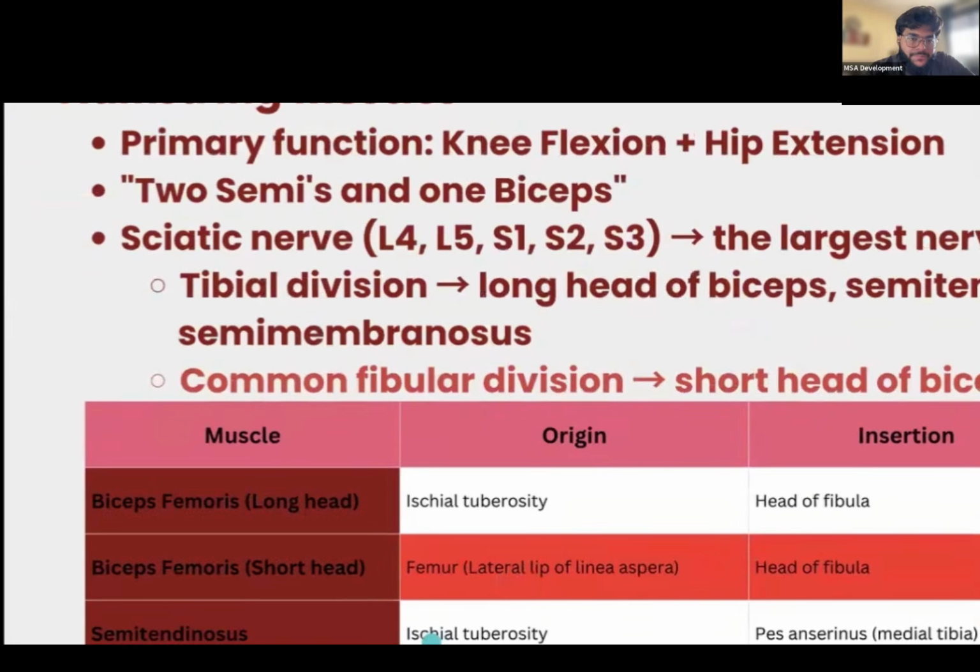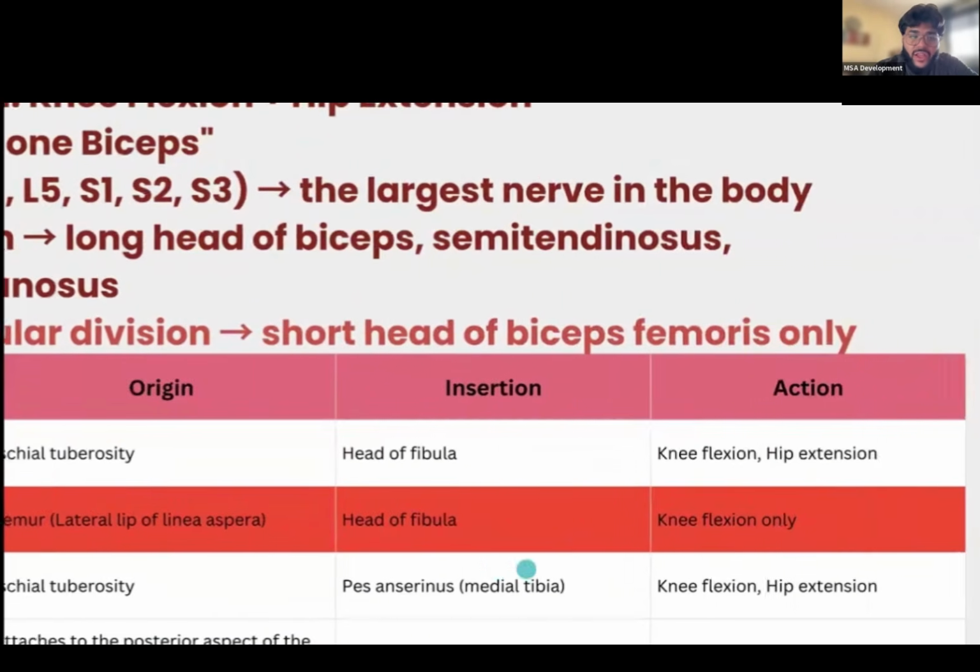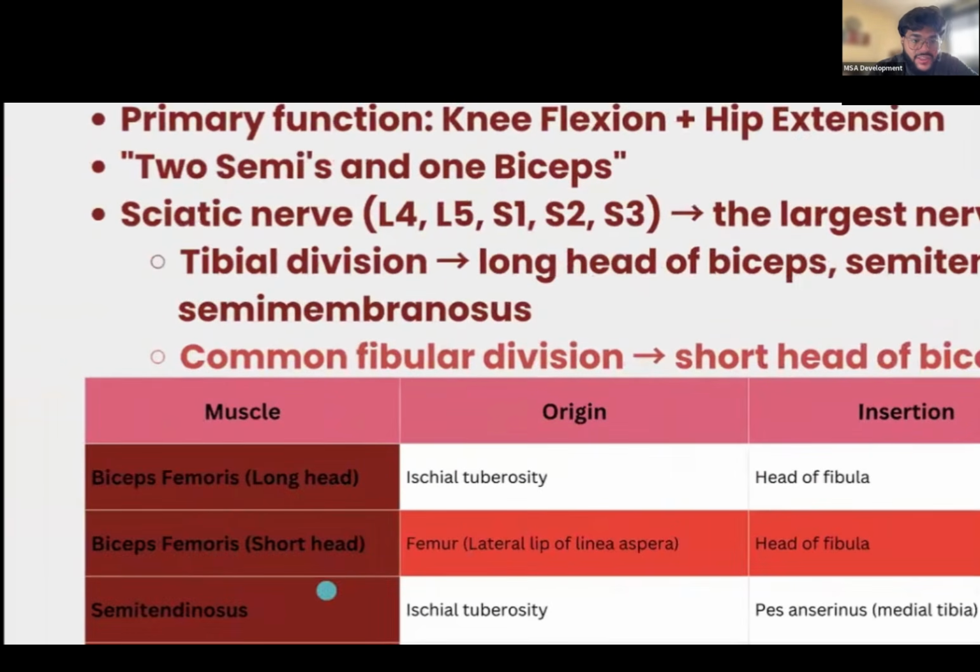Then we have our biceps femoris short head, which origin is the femur. It inserts into the fibula, and its action is knee flexion only.